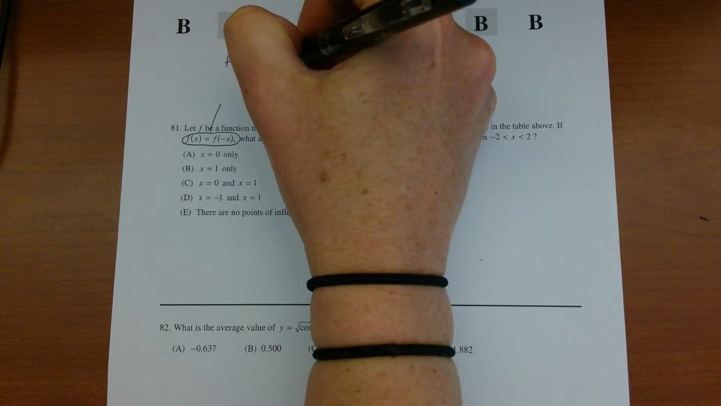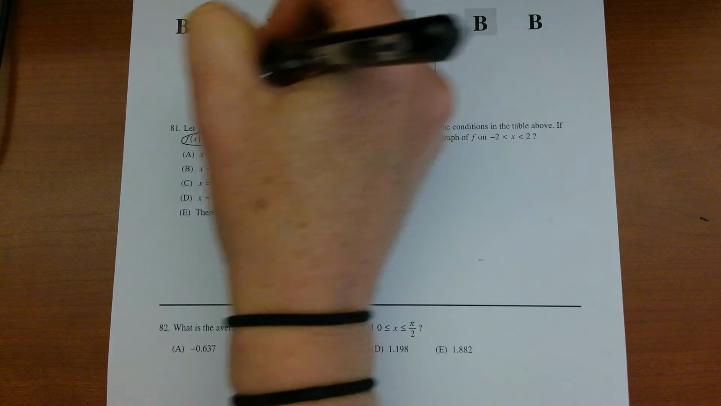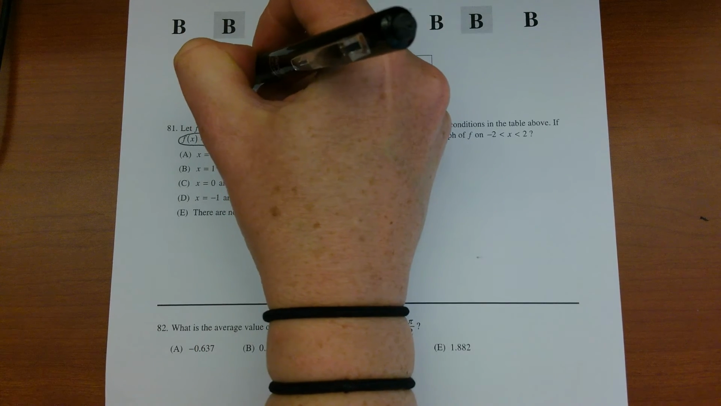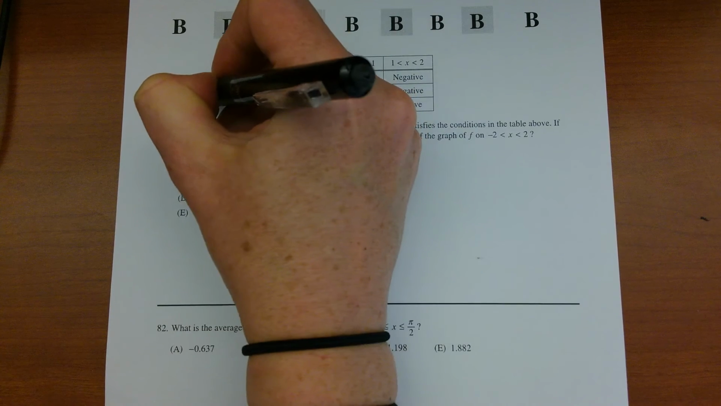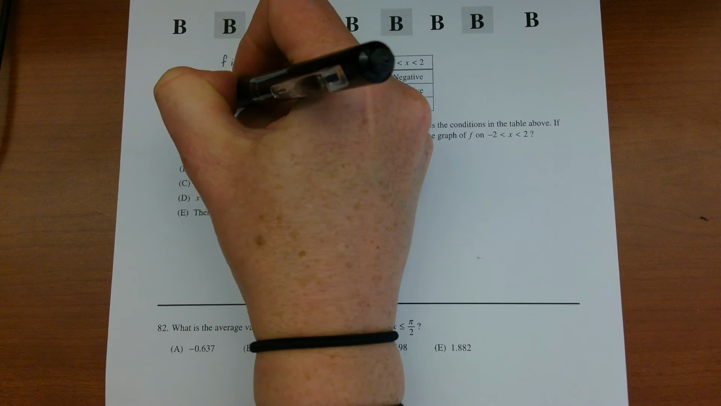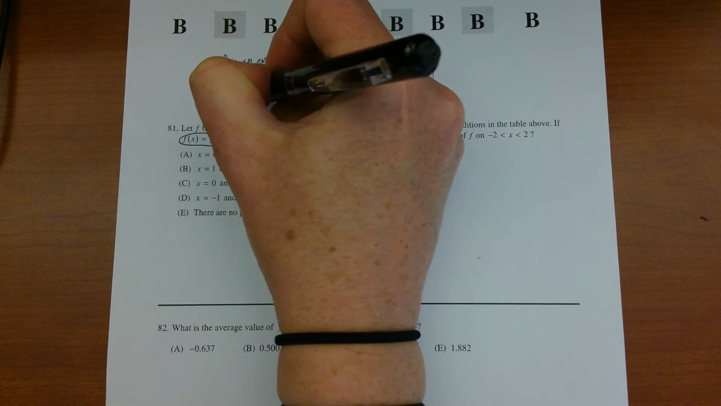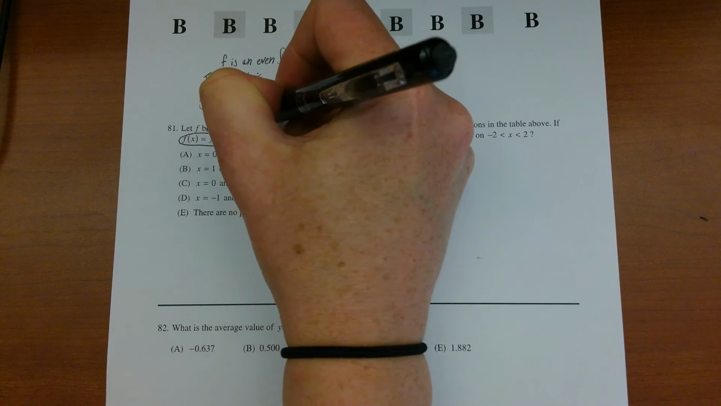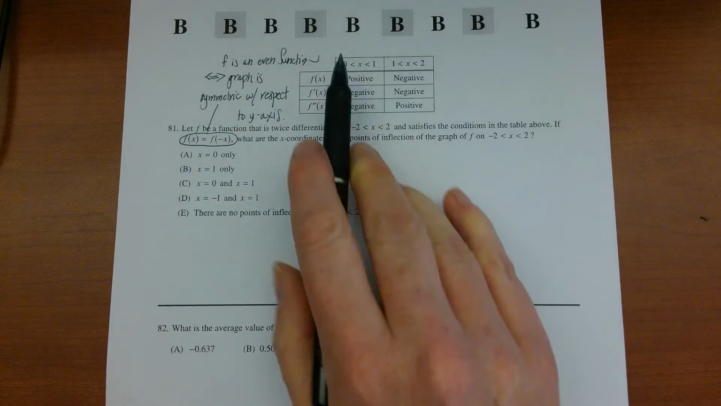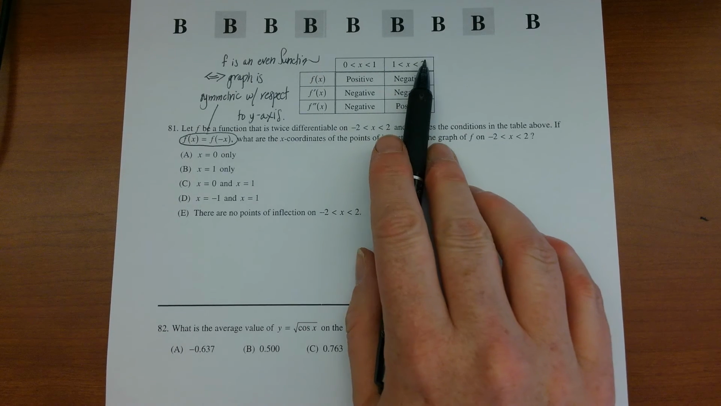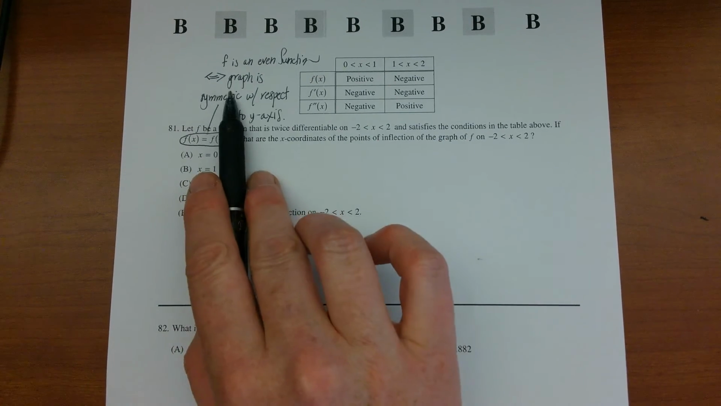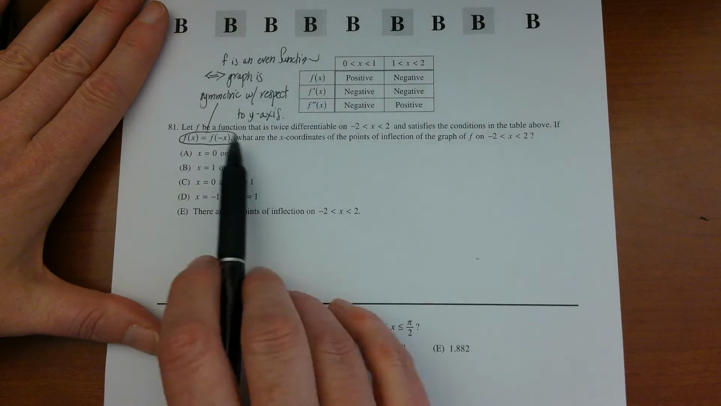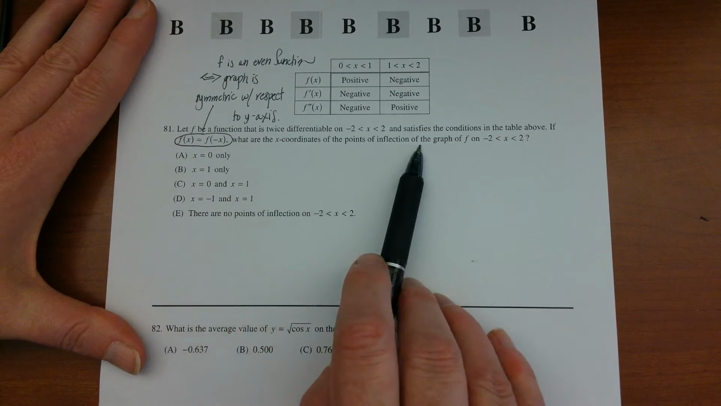And if that doesn't mean anything to you, that's kind of okay. Basically what that means is that the graph of f is symmetric with respect to the y-axis. So basically in the table, they give you information about the interval from 0 to 2. And then we can use this fact to get information about -2 to 0. So, okay. And it says, what are the x-coordinates of the points of inflection of the graph?